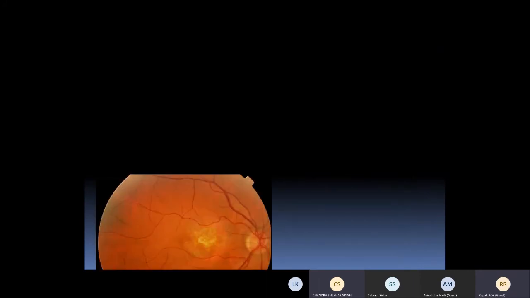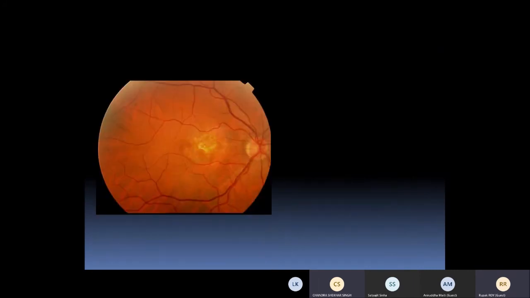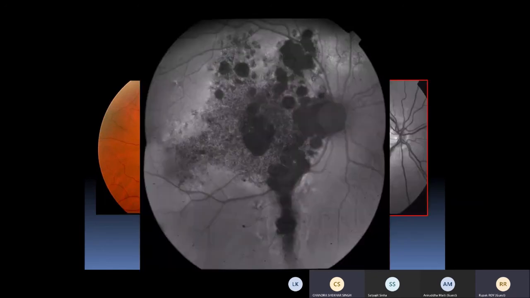What is the role of autofluorescence? In the case of CSR, you can see there are yellowish RPE alterations. But on doing autofluorescence, you can see the entire thing is black. That means there is no production of lipofuscin. That means the RPE is dead. That means there is no activity here. This patient will not benefit visually whatever treatment we do for the patient.